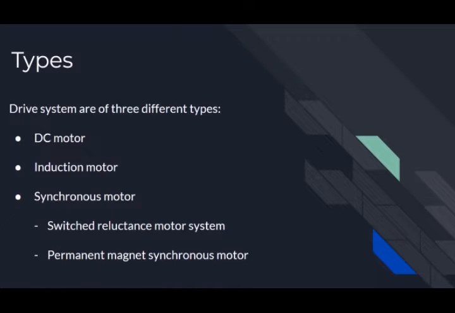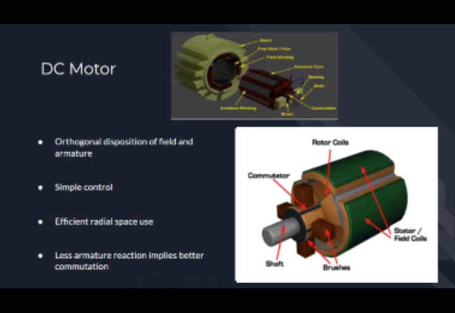The first one is the DC motor. DC motors are widely applied in electric vehicles because of the orthogonal disposition of field and armature. Simple control is the advantage of DC motors. The permanent magnet DC motors allow a significant reduction in size due to the efficient use of radial space. Due to the low permeability of the permanent magnets, armature reaction decreases under normal circumstances. The commutation has been greatly improved.